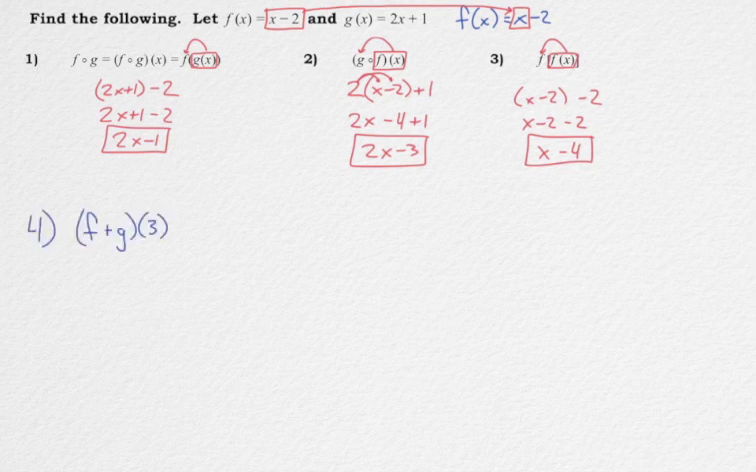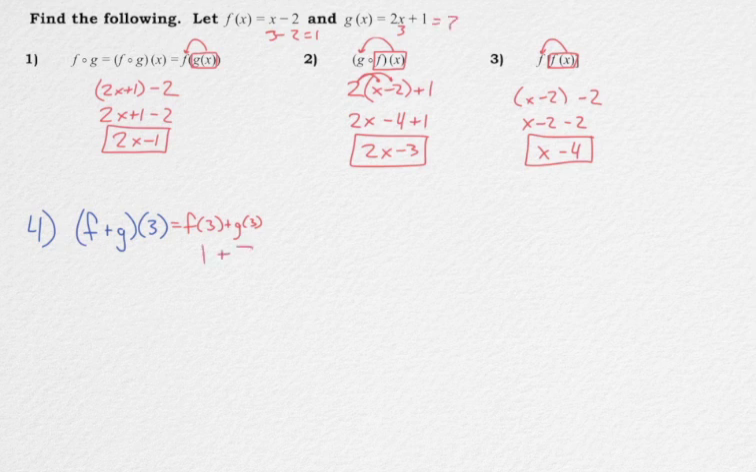For example, we could ask you to find f plus g of 3. And it looks like there's multiplication going on, but there's not. What this means, let's actually rewrite it. Again, this is the formal notation, but how we're thinking of this is just f of 3 plus g of 3, which is pretty straightforward then. That just means plug 3 into both functions and add your outputs together. So up here, 3 minus 2 would just be 1. And over here, if I plugged in 3, 2 times 3 is 6, plus 1 is 7. So then I'm just going to add 1 plus 7, and my final answer is 8.